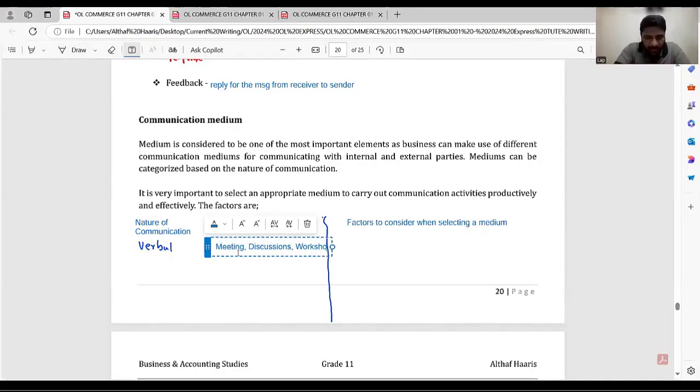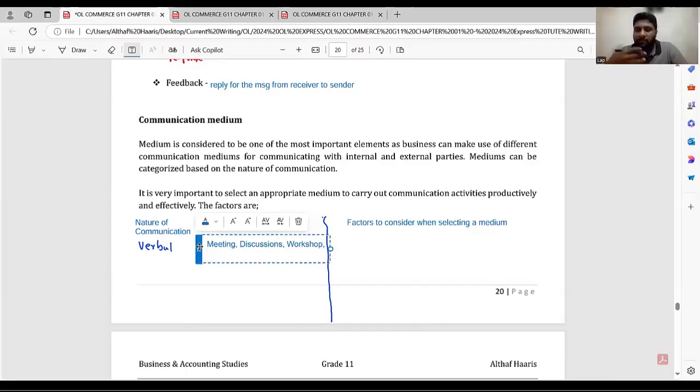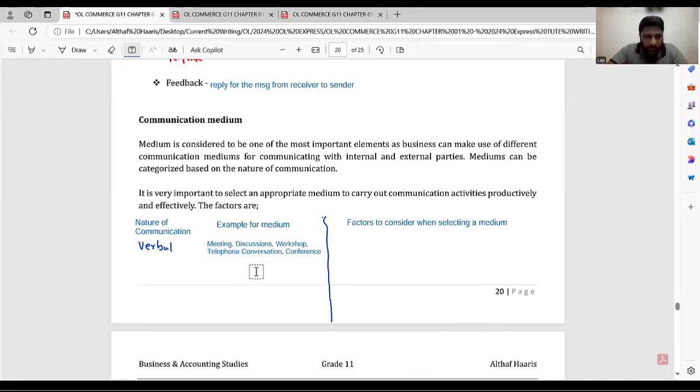and workshop. Workshop means one person will come and do a small presentation in front of you, and he will engage you with his conversation and give you the relevant learning. Telephone conversation, and conference. So these are certain examples for verbal communication, people.